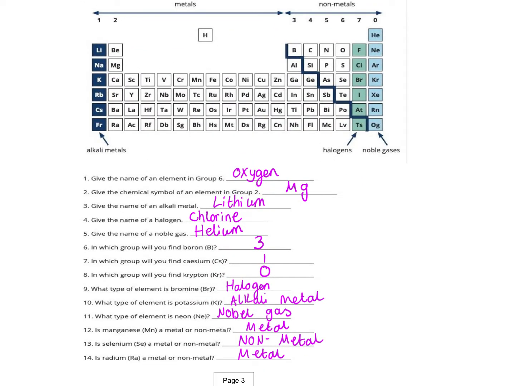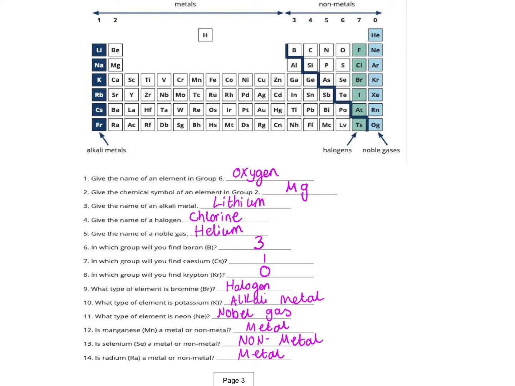Lovely question then looking at the structure of the periodic table. Give a name of an element in group 6. You could have named any of these, okay? Oxygen and sulfur are the most obvious ones. Give the chemical symbol of an element in group 2. So again, calcium, beryllium, magnesium, barium, some nice easy ones there. Give the name of an alkali metal, it labelled it for you. So lithium, sodium, potassium are the big ones for you. Halogen, again they labelled them: fluorine, chlorine, bromine. Noble gas: helium, neon, argon, the big ones that you would know.